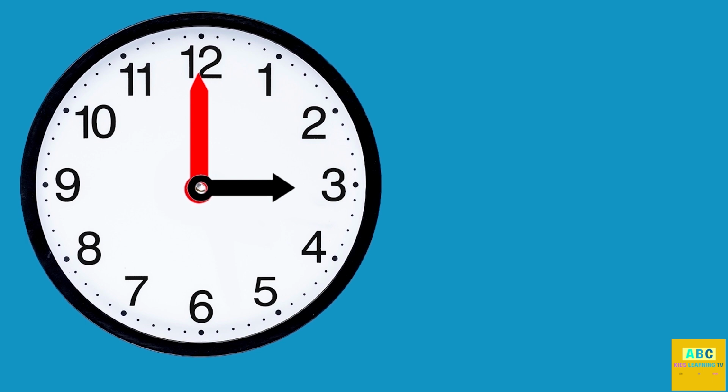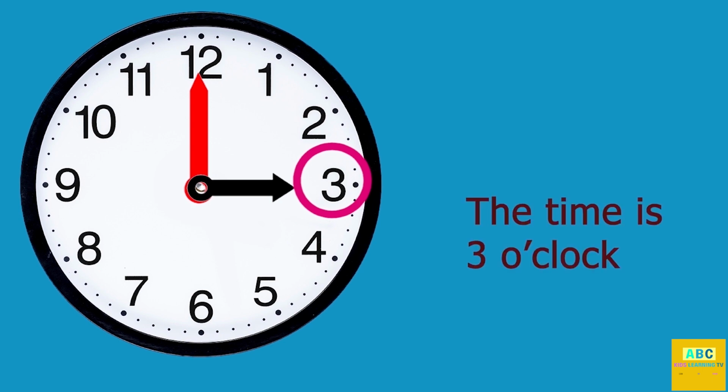When the minute hand is pointing to number 12 on the clock face, we say it is something o'clock. The number the hour hand is pointing to tells us the hour we are in. Right now the hour hand is pointing to the number 3. So the time on the clock is 3 o'clock.